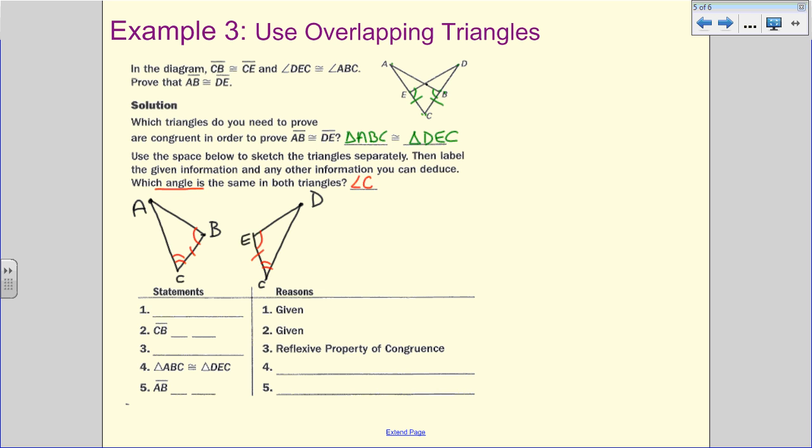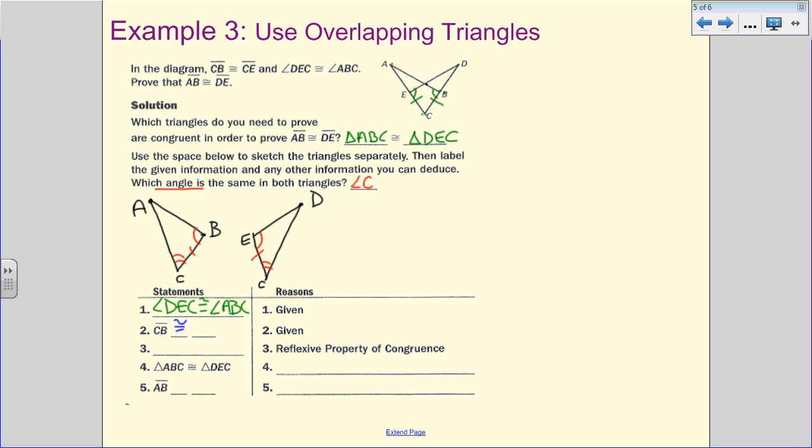Well, what was given to us? It was given to us that we had angle DEC was congruent to angle ABC. Now, why didn't I start with the segment? I looked down at step number 2. That was also a given, but I can see that it had segment CB in it. So that's not for this problem. They wanted me to name my angle. So now my second reason is given, so I need to give my second given statement.